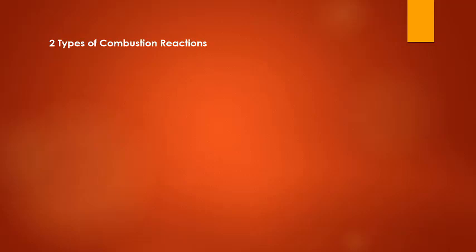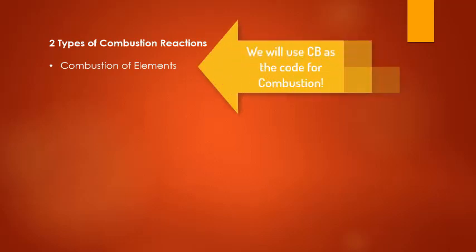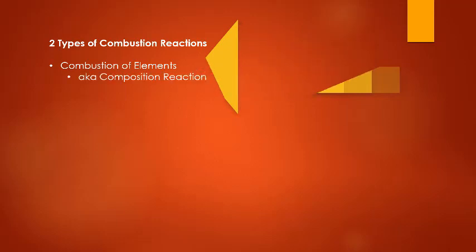There are 2 types of combustion reactions that you're required to know for lab chemistry. The first type is called the combustion of an element. You would know this type of reaction already because this can also be identified as a composition reaction. You're taking 2 elements, one of them being oxygen, and combining them together to form a compound.